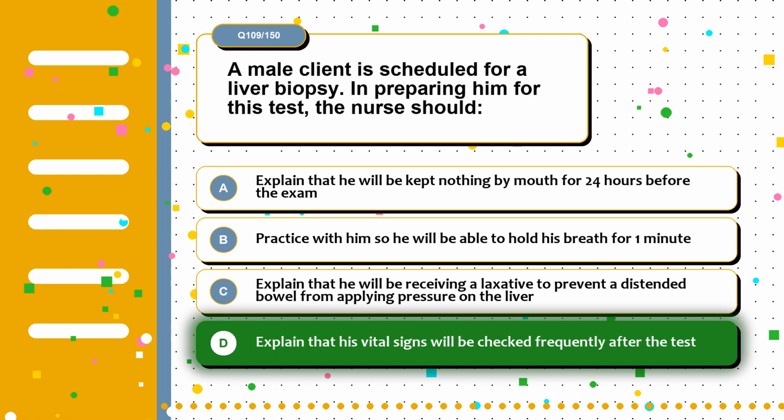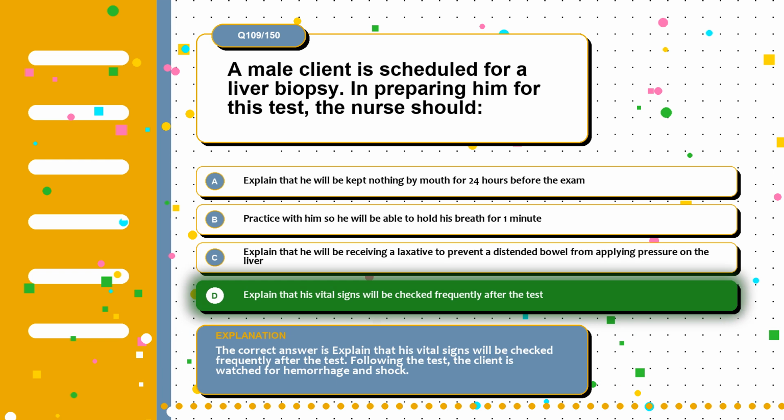The correct answer is option D. Explain that his vital signs will be checked frequently after the test. The correct answer is explain that his vital signs will be checked frequently after the test. Following the test, the client is watched for hemorrhage and shock.